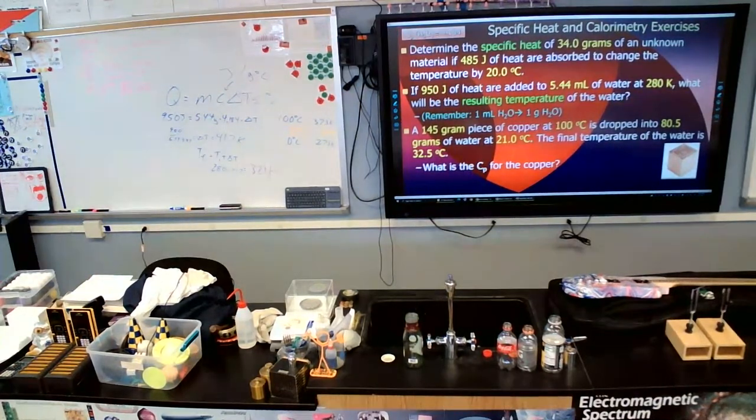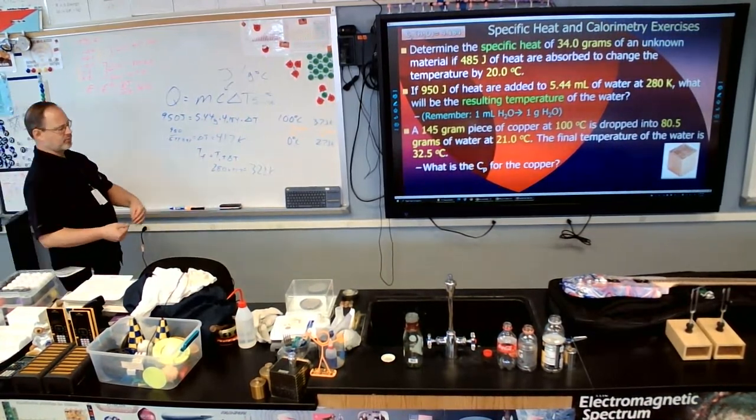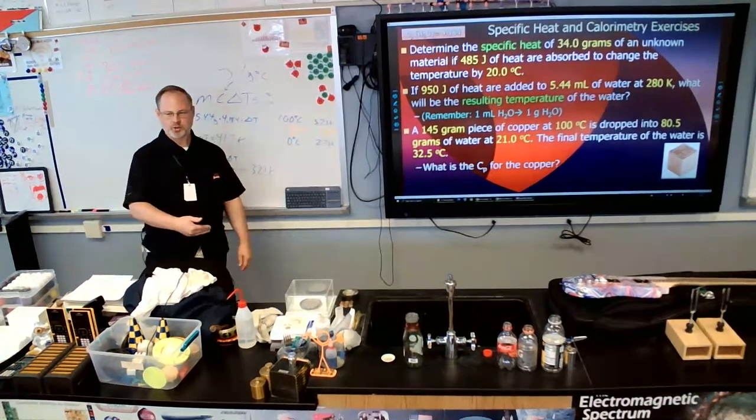80.5 is the mass of the water. CP is the abbreviation for specific heat. Technically, it is CP because it is specific heat at one atmosphere, specific heat at constant pressure.